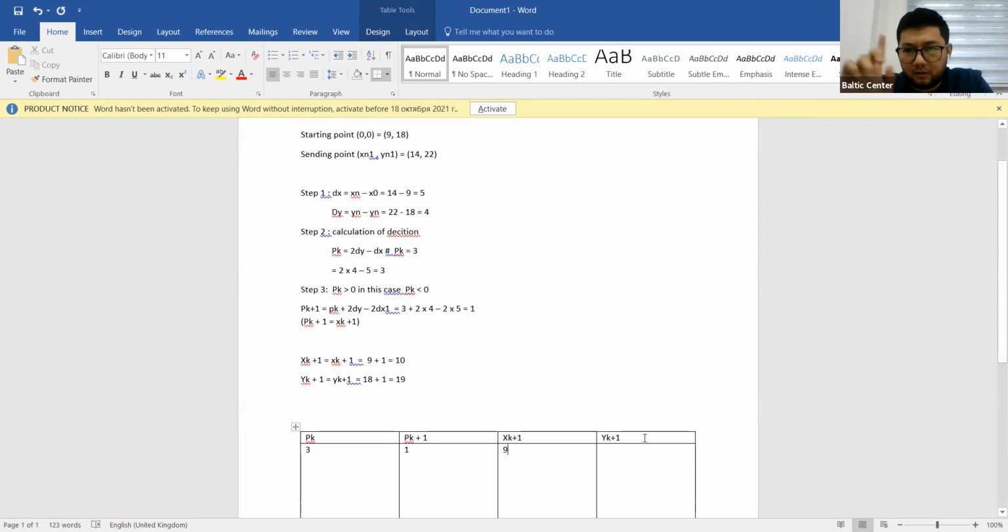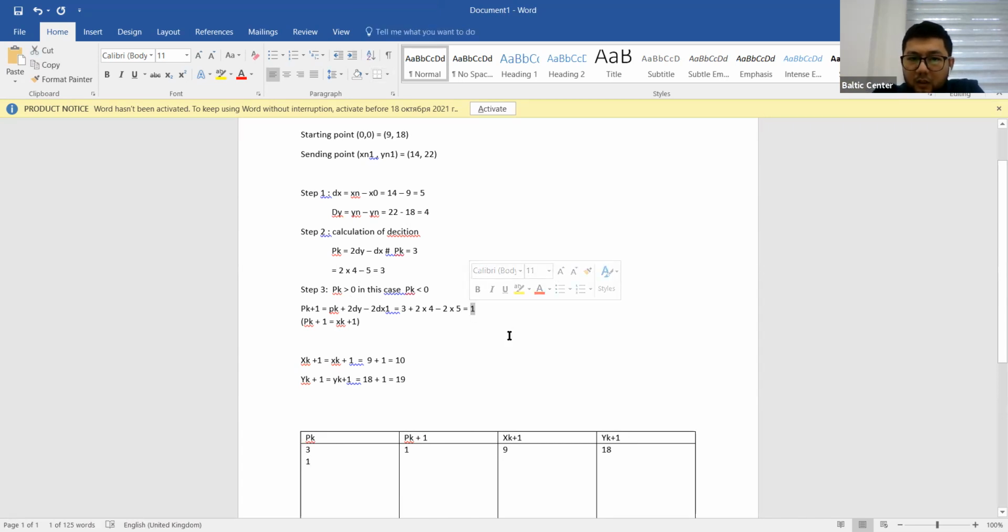I'm explaining, don't rush. We're not multiplying yet. We are at step 1 right now, in the beginning, our starting point. We are getting 9 from here. So our xk equals 9, this one here, and yk equals 18. And in the present, we are adding up by 1 because our pk is greater than 0, not 0 itself, not minus 1. So this is what our calculation is getting.